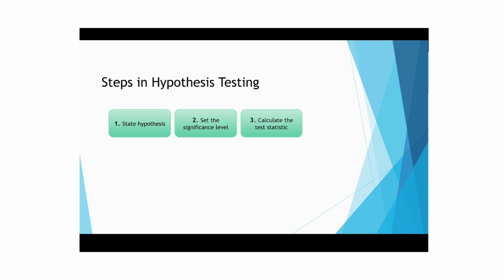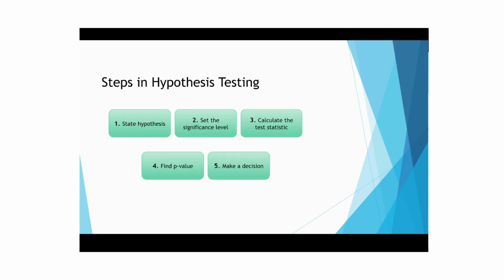Step 3, we calculate the test statistic. We use the sample data to compute a test statistic, which in our case is the t-value, depending on the type of test being used. We're only using the t-value here, we're not using the z-value because we do not know the standard deviation. Step 4, we find the p-value. The p-value tells us the probability of observing our results or something more extreme, assuming the null hypothesis is true.